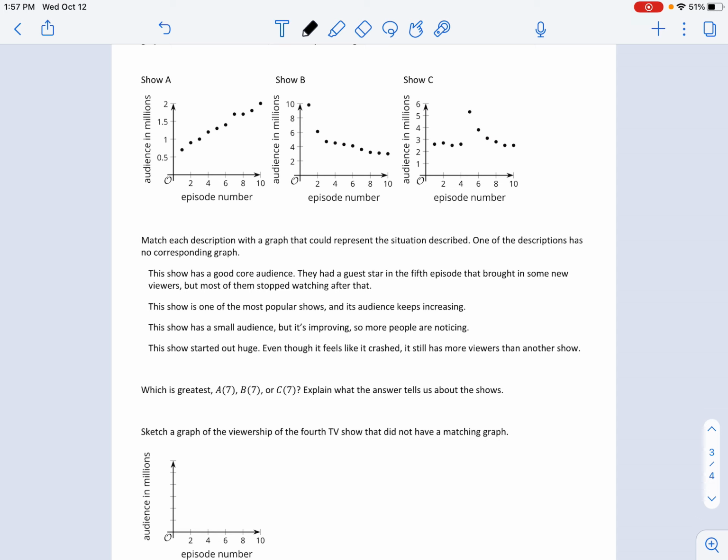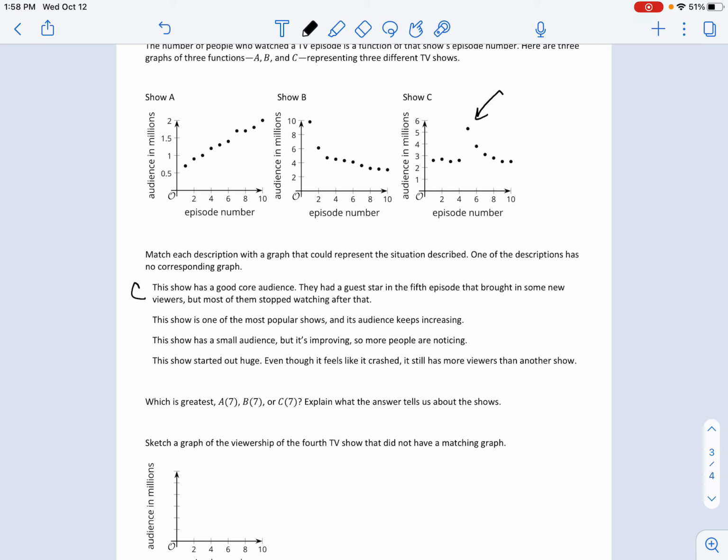They had a guest star in the 5th episode that brought in some new viewers, but most of them stopped watching after that. So if we notice in the graph for show C, in the 5th episode, we have this one point that's way up high. That's because of that guest star in the 5th episode, and it brought in some new viewers. So it caused the audience to be quite a bit higher for that show. But then after that, it dropped back down to normal, and that represents the part where it says, but most of them stopped watching after that. So the first description is going to go with show C.